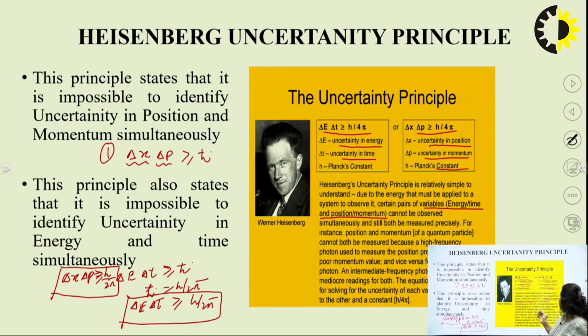We also have, for instance, that the position and momentum of a quantum particle cannot both be measured precisely, because a high frequency photon used to measure the position precisely will give a poor momentum, and vice versa for a low frequency photon. So, an intermediate frequency photon would only give rough readings here. The uncertainty principle gives you the position or the momentum of the particle in a particular lattice structure.